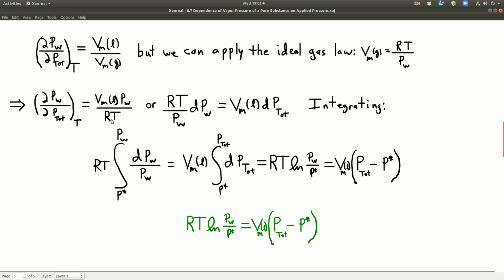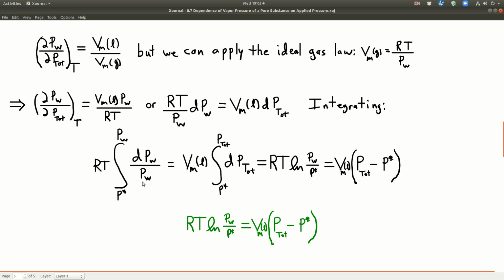Rearranging this and making them exact differentials, we see that bringing this derivative over here, RT over the partial pressure of the water, d partial pressure of the water, is equal to the molar volume of the liquid, d total pressure. Something we can integrate, so we will. We're going to integrate the left from the vapor pressure of water at that temperature to the vapor pressure of the water under the new pressure.